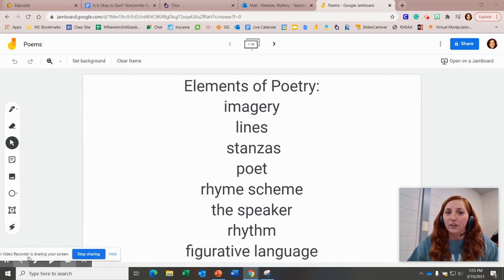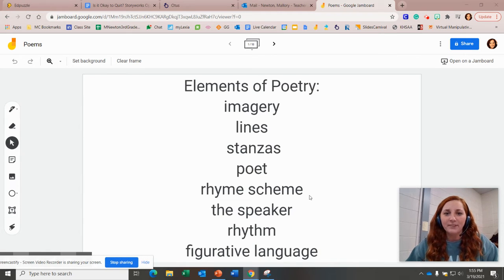Poet is the author of a poem. Rhyme scheme, that's what we're actually going to be analyzing today. But rhyme scheme is the pattern that a poem follows if it rhymes. Okay, so you always look at the last word of every single line to determine the rhyme scheme.